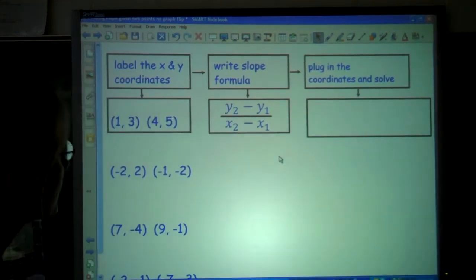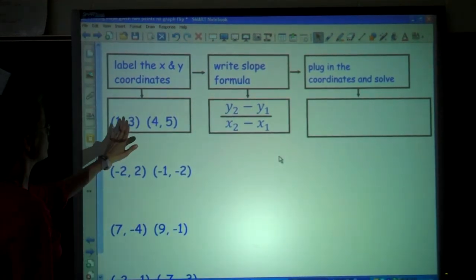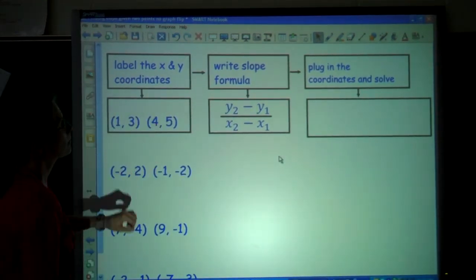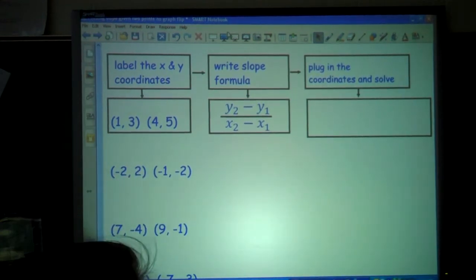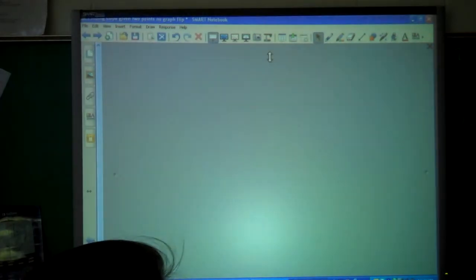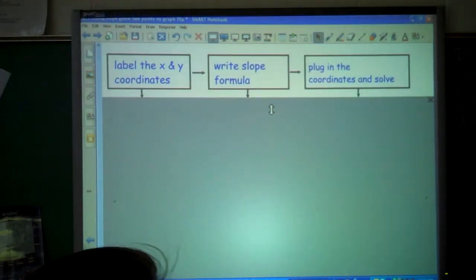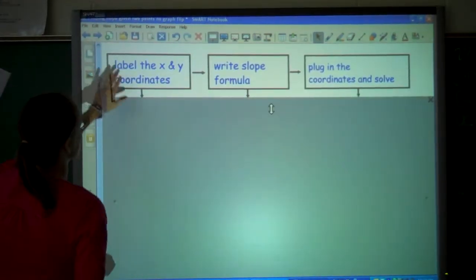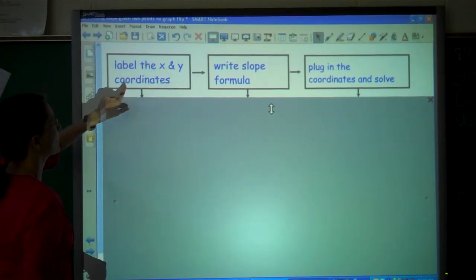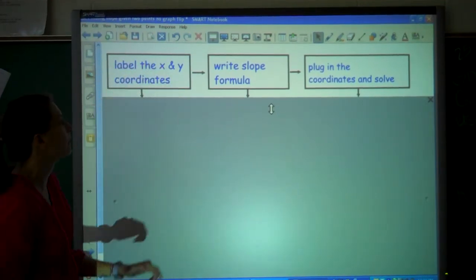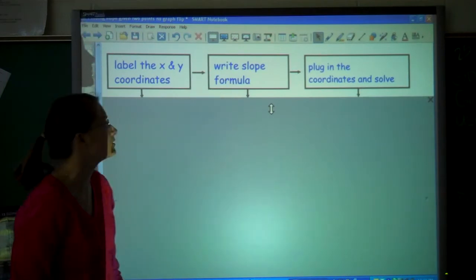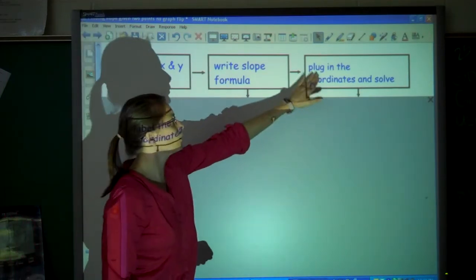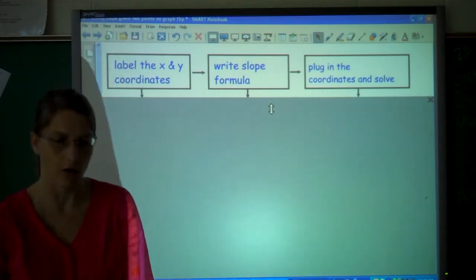So for today, this is what it's going to look like. We're going to be given 2 points, and then we're going to have to find the slope without graphing. So I'm going to put this up for a second, and we're going to focus first on the steps. So step 1 tells us to label the x and y coordinates, and I'm going to show you how we label them. And then we're going to write the slope formula, because we're going to be using a formula to find the slope. And then we're going to plug in our coordinates and solve.